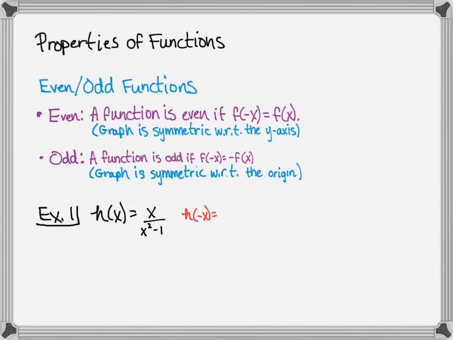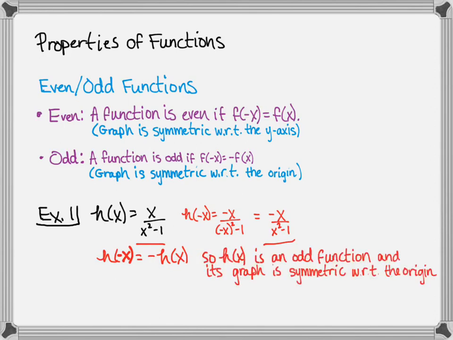Let's calculate h of the opposite of x. So let's substitute in the opposite of x for x, and simplify. This equals the opposite of x over x squared minus 1. So h of x equals x over x squared minus 1. H of the opposite of x equals the opposite of x over x squared minus 1. They are opposites of each other, so h of the opposite of x equals the opposite of h of x. So h of x is an odd function, and its graph is symmetric with respect to the origin.